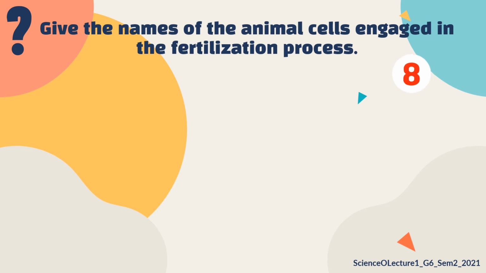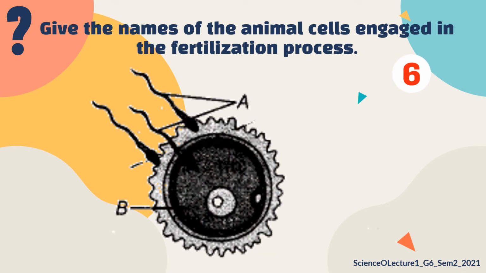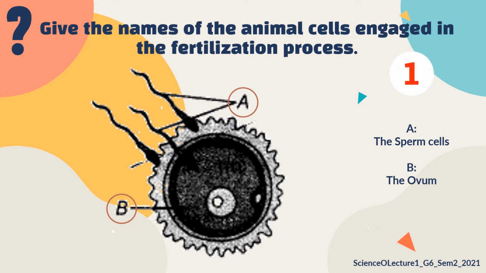Another question, also 10 seconds, okay? Now, give the names of the animal sex cells engaged in the fertilization process. A is what? Sperm cells, that's right. What about B? It's the ovum. The sperm fertilizes the ovum to form a zygote. That's right.